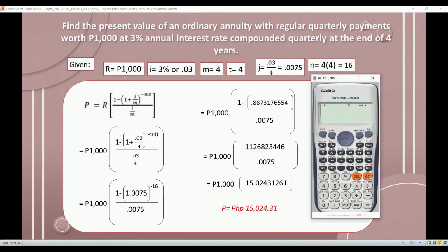So, let us check if it is correct using our calculator. Let us solve this. Answer. 1 minus the answer. So, it is correct, right? Let us divide our answer by 0.0075. So, that is also correct. Then, we multiply the answer by our regular payment. So, there. No need to round off because the digit next to our 31 is low. So, this is our final answer and this is our present value.